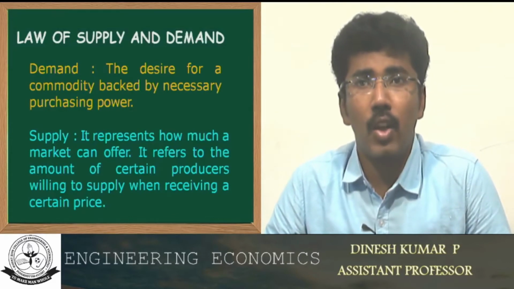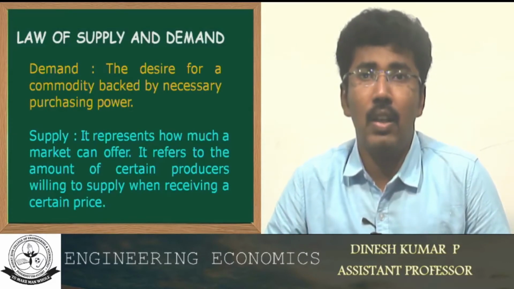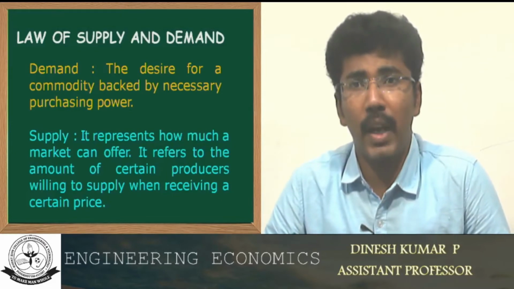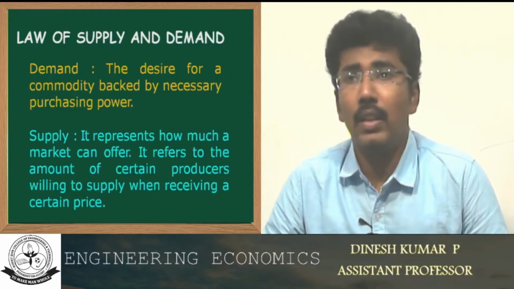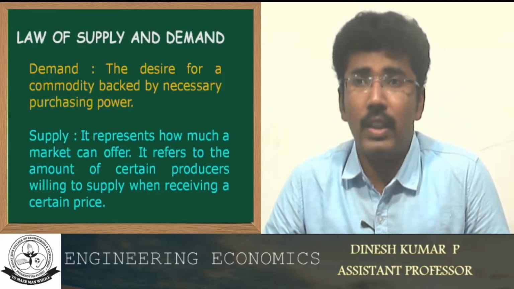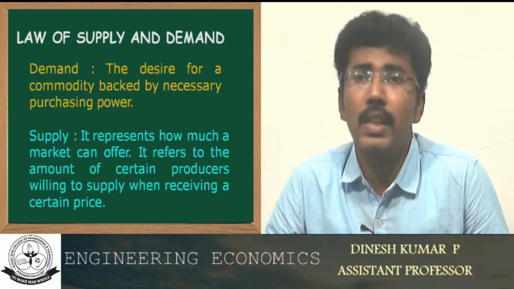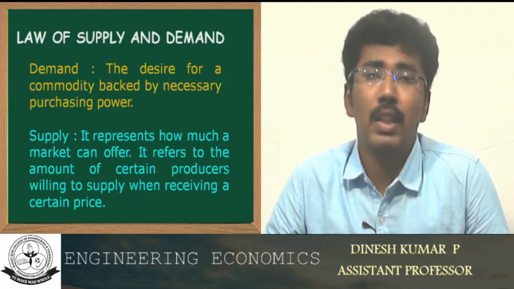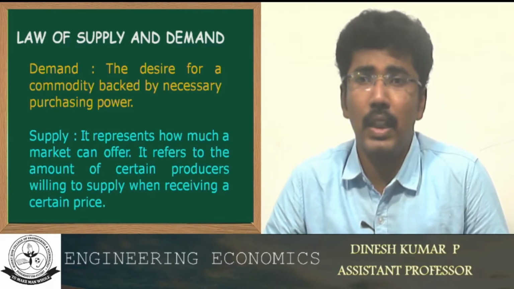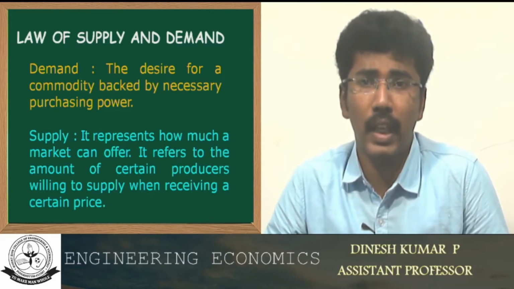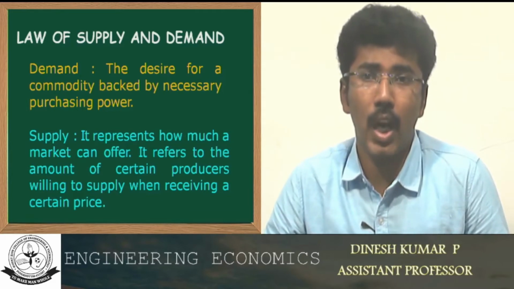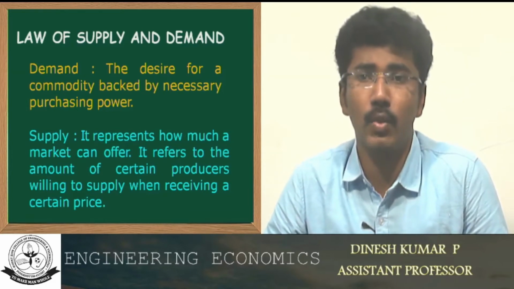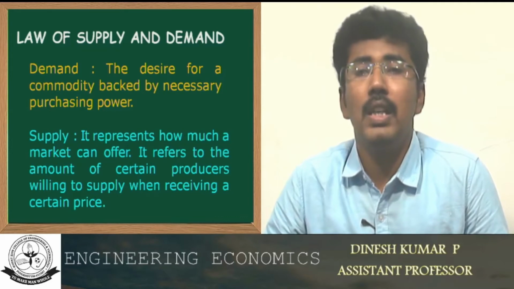Next topic is the law of supply and demand. First we have to know about demand. What is demand? Demand is the desire for a commodity backed by the necessary purchasing power. Next, supply. What is supply? It represents how much a market can offer. It refers to the amount that producers are willing to supply when receiving a certain price.